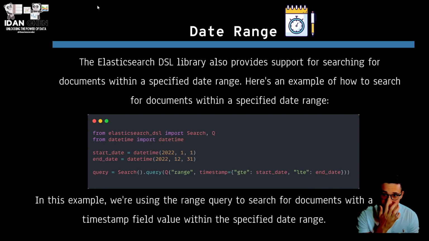The same goes for the example of a date range. We can use datetime. We are building two variables, start date and end date, and putting them in the query of the search. We create a new query of type range, and the timestamp needs to be greater than or equal to the start date and less than or equal to the end date. In this example, we are using the range query to search for documents with a timestamp field value within the specified date range. Look how simple that is.